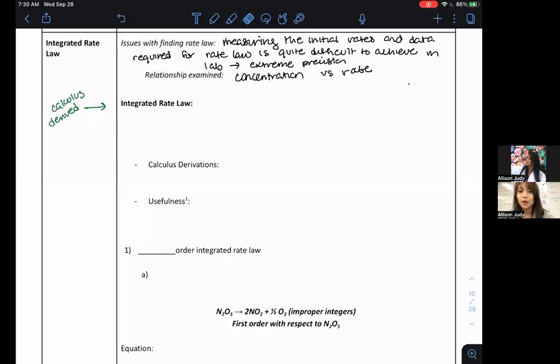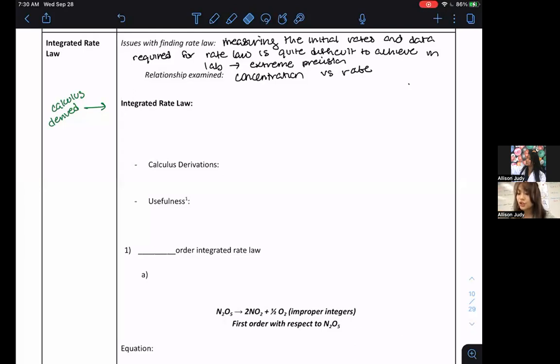All right, AP, welcome to your next lecture in Unit 5 Chemical Kinetics. We just talked about rate law and collision theory and understanding how concentration of specific reactants relate to the reaction rate. But what I'm now going to talk about is a derivation of rate law known as the integrated rate law. And this, by the way, is calculus derived. Integration is very much a calculus mathematical analysis process.